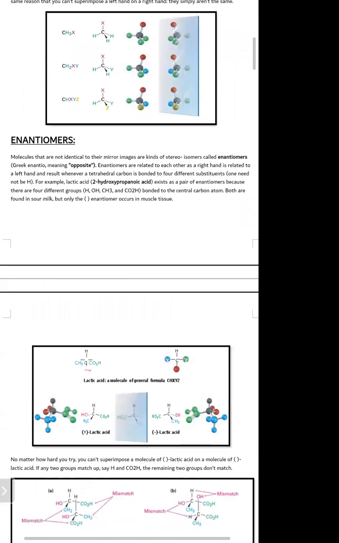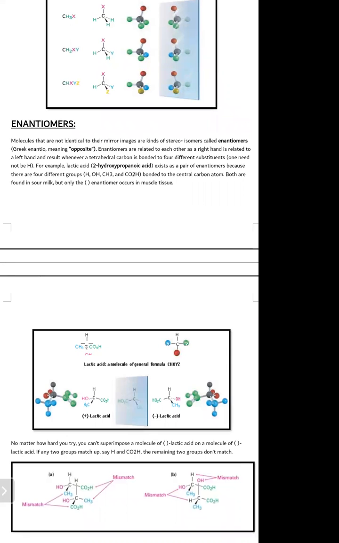Then we talk about enantiomers. What are enantiomers? Molecules that are not identical to their mirror images are called enantiomers. The word enantio is a Greek word which means opposite. Enantiomers are related to each other as a right hand is related to a left hand.